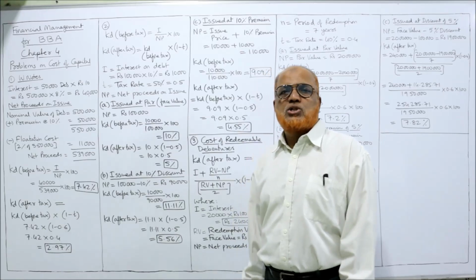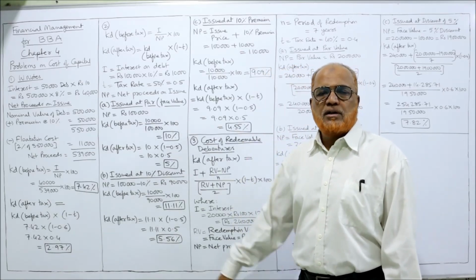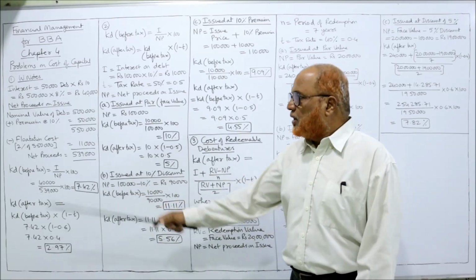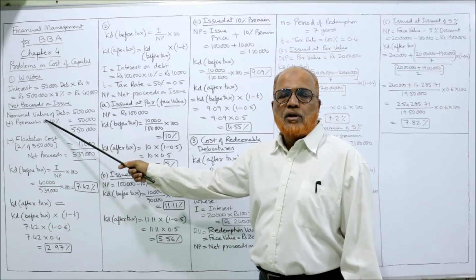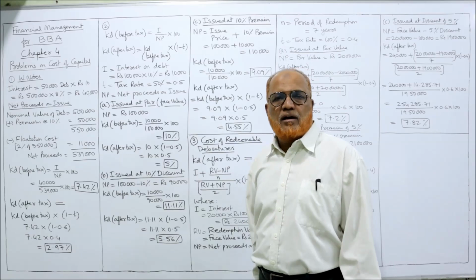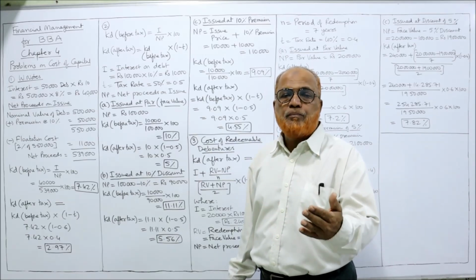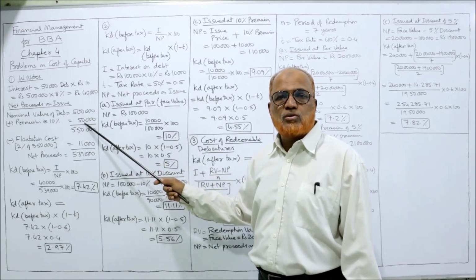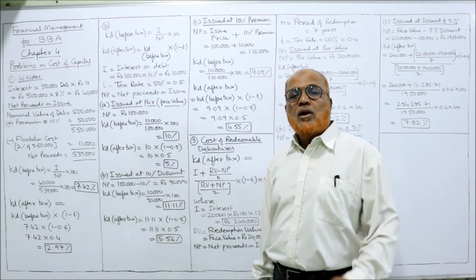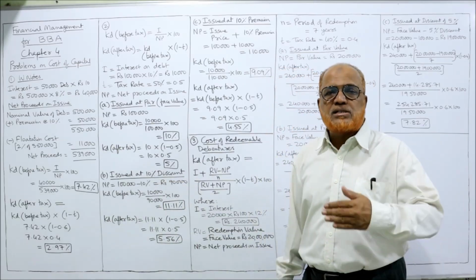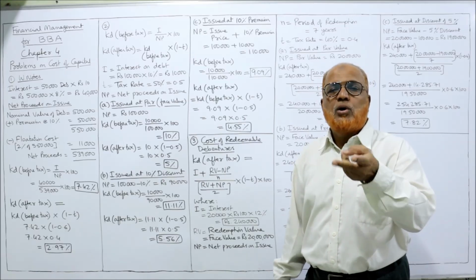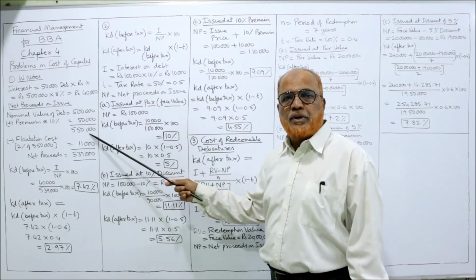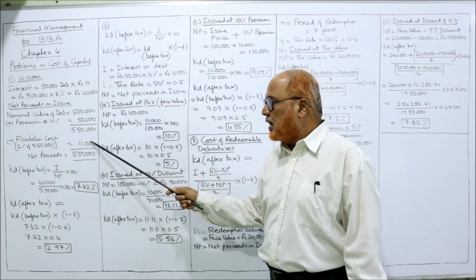Now net proceeds on issue. Students will commit mistakes in this calculation. So be careful how to calculate the net proceeds on issue. Take the face value or nominal value. The nominal value of all debentures is 5 lakh. But when issued at premium, we have to add the premium. So how much is the premium? 10%. 10% of 5 lakh is 50,000. So total is 5 lakh 50,000. Now 2% is the flotation cost, expenses incurred. 2% on 5 lakh 50,000, including nominal value and premium, is 11,000.